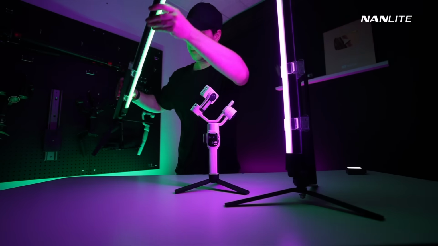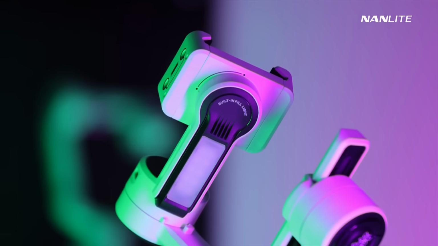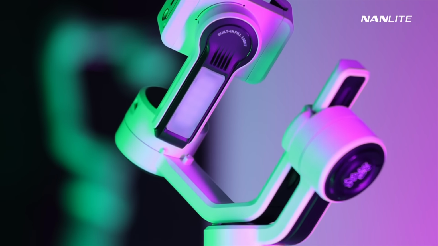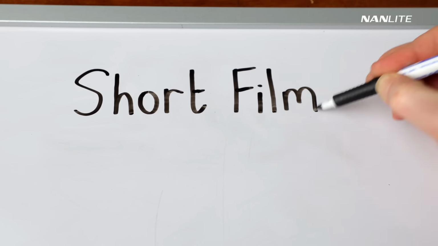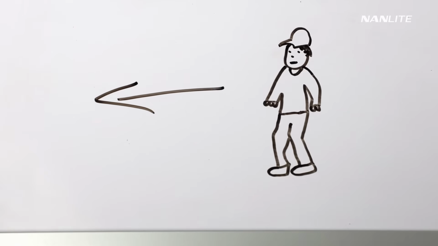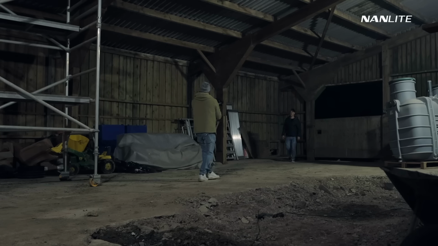And we could of course change the colors of these lights to best suit the mood and the feel that we're going for. But how else can we use contrasting colors in our films and videos? Well, let's imagine for a second that you're shooting a short film and you're looking to capture a tracking shot of someone walking through an abandoned warehouse.